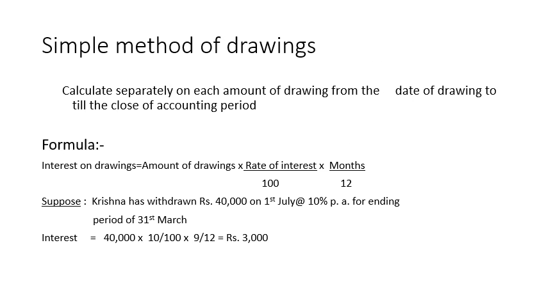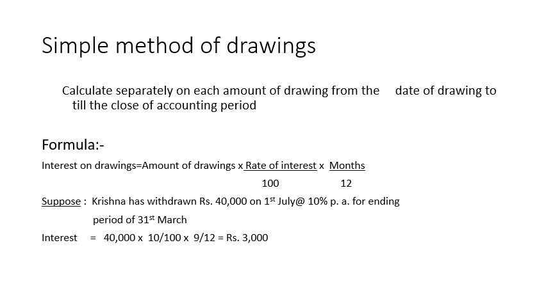Now, first of all, let us understand the simple method of drawings. In the simple method, each amount of drawing is calculated separately, from the date of drawing to the date of closing of the accounting period. The closing of the accounting period is generally 31st March, so first of all you have to check the closing period.